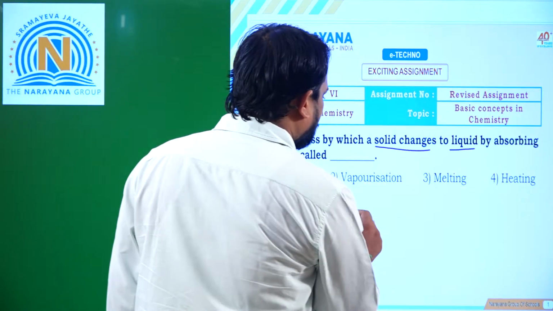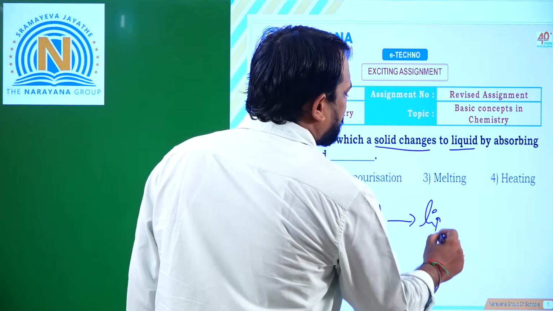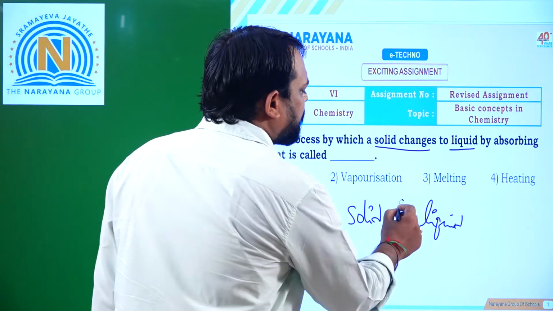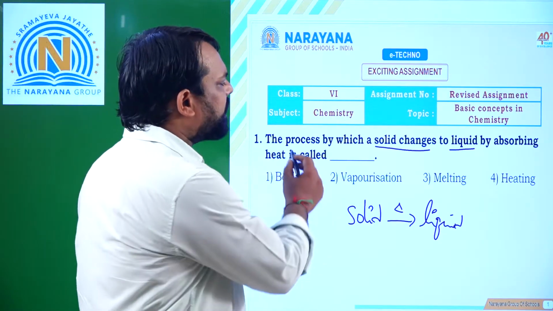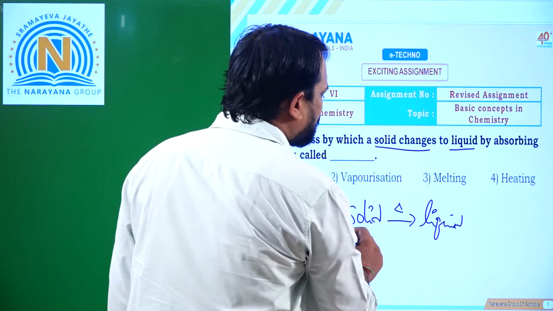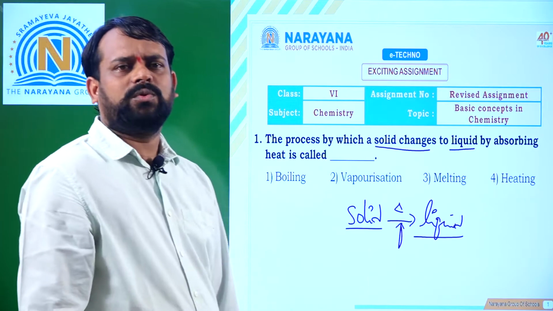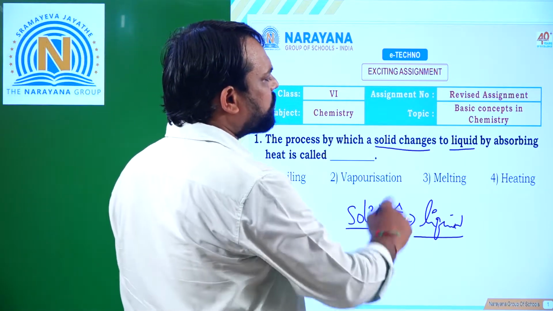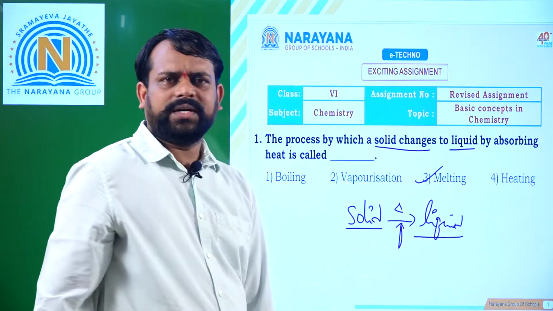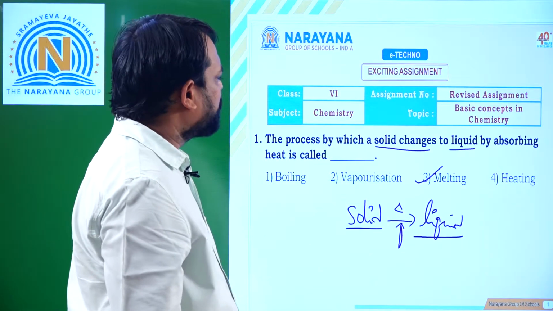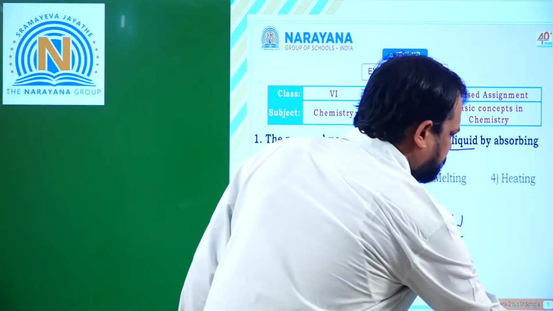The process by which a solid changes to liquid. Here it absorbs the room temperature, that means absorbing heat. Whenever we are applying some amount of heat, the solid converts to liquid. It is nothing but the melting point, that means the point at which a solid changes to liquid is the melting point. Which option? Third option is correct.